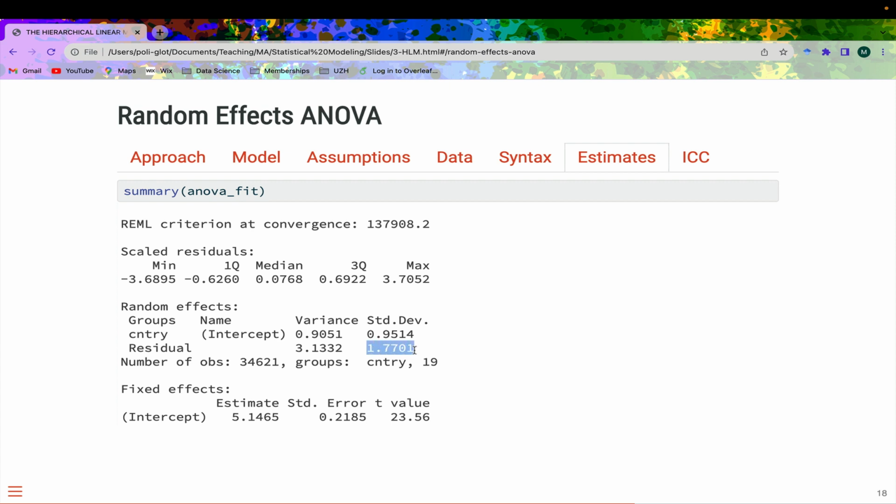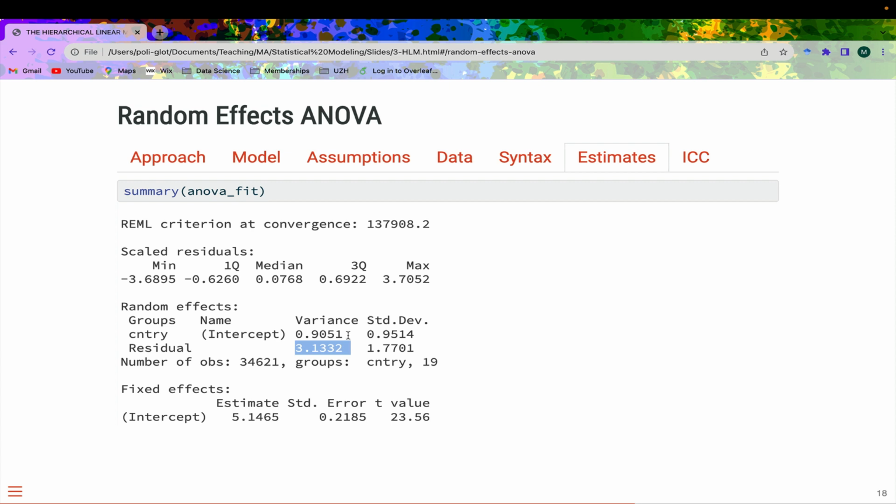This 1.7701 that you get for the residual standard deviation, that is our estimate of the standard deviation of epsilon. So this is our estimate of sigma. If we square that, we get this 3.133. That is sigma squared, or the estimate of that. The value of 0.9514 that you see here for the country, that is our estimate of the square root of tau 00. And if you square that, you get 0.9051, and that is the estimate of tau 00. So that is actually capturing how much variation there is across these country means in social trust. And what this 3.1332 captures is the variation we have at the individual level in levels of trust.